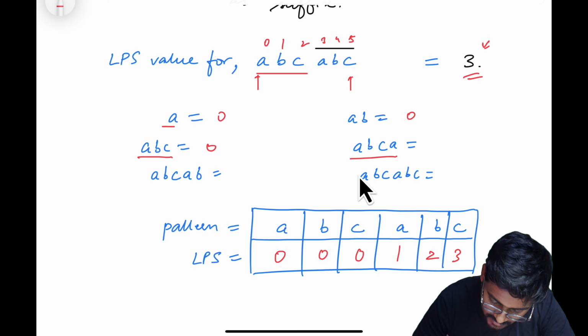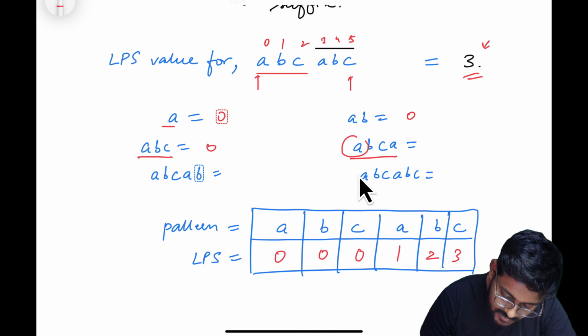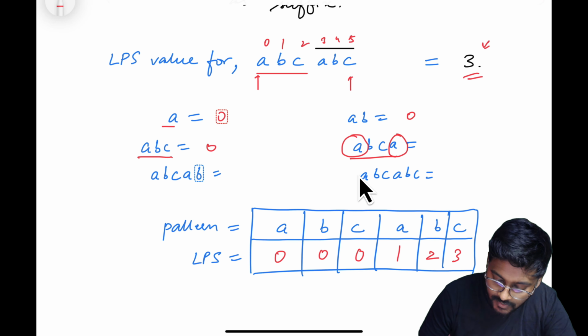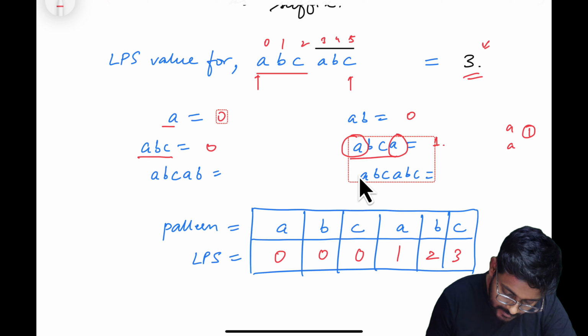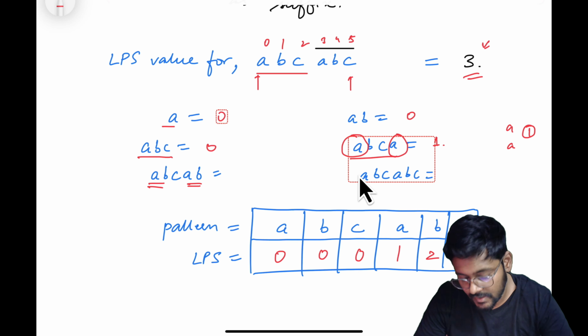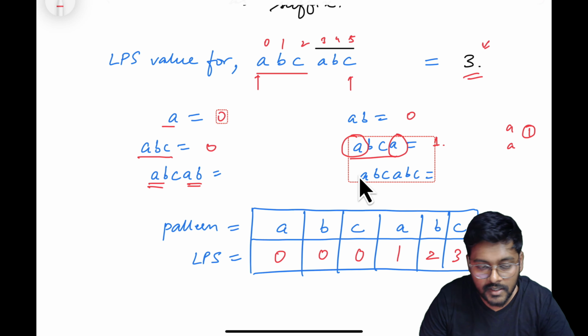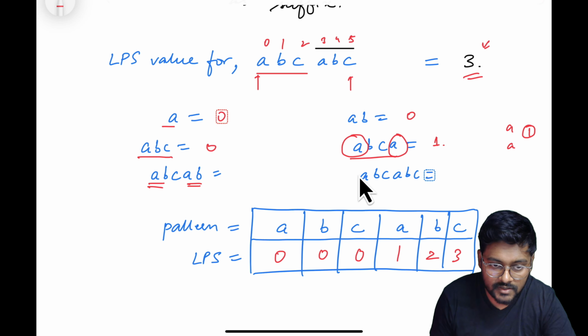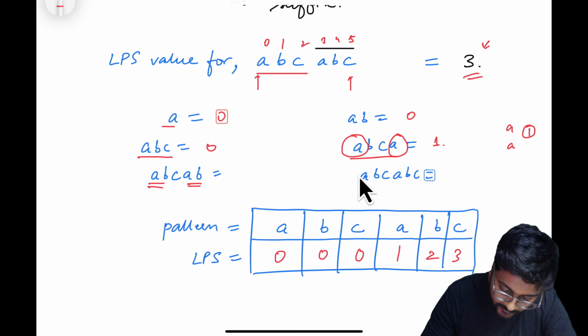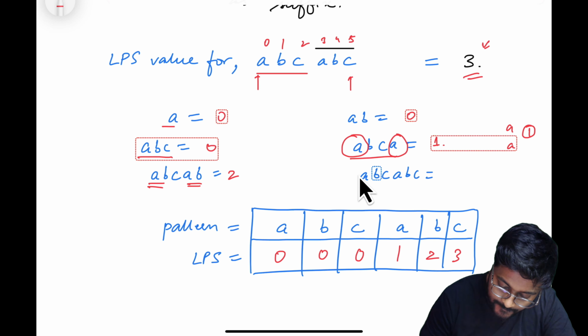ABCA. In this string, if I check, this A is common with this A. Prefix A is same as suffix A. So the length is 1. In this case, I'm going to get 1. ABCAB. In this string, I can see that AB is matching. AB is the prefix and AB is the suffix. If I look at any bigger prefix, it is not equal to any other suffix. So the longest prefix which is same as suffix is 2. And in this case, it is ABC, which is 3.